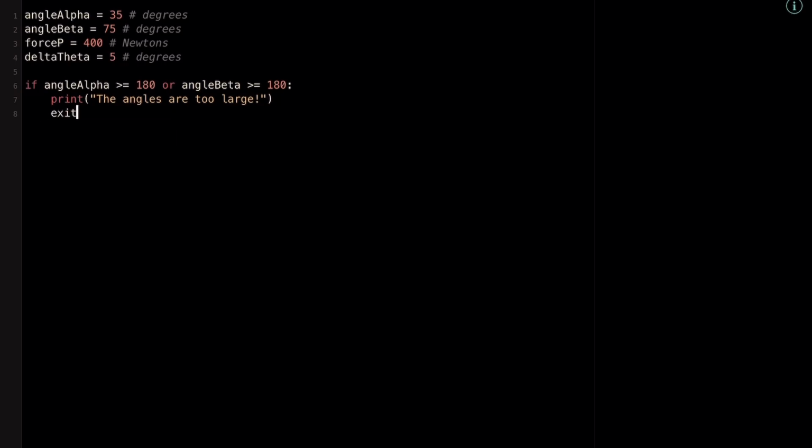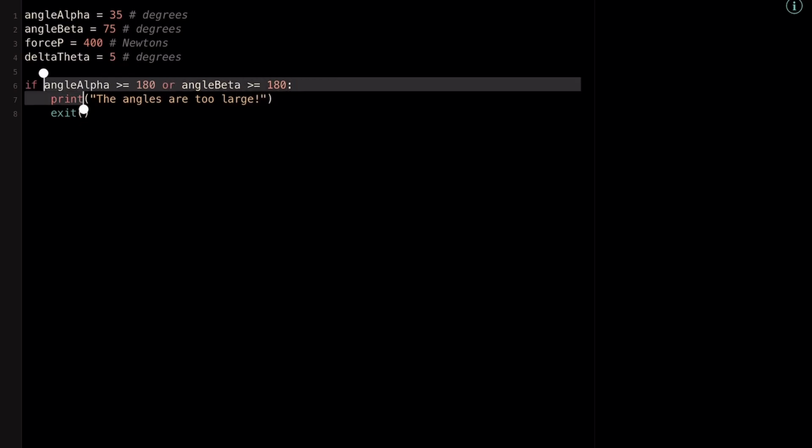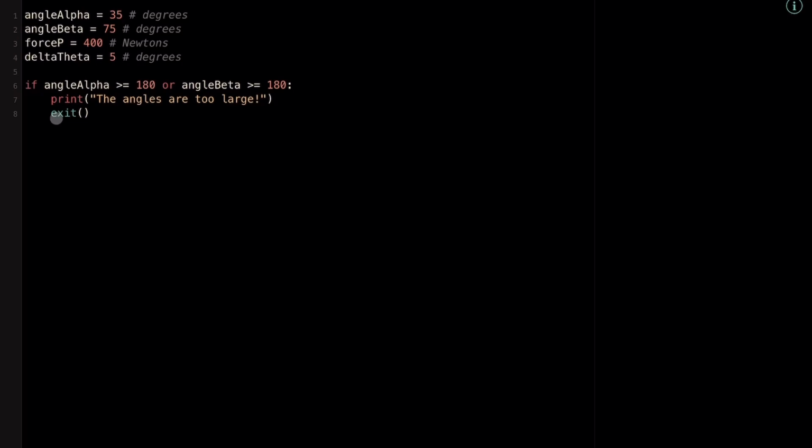At this point, I want to exit the script. If this if statement is true, meaning either angle alpha or beta is 180 degrees or higher, then this message is printed to the console, then exit executes, and anything we write after this if statement is not going to run. That's just to ensure that we don't get something like a zero value in our denominator when we're trying to figure out the tension in A or tension in B.